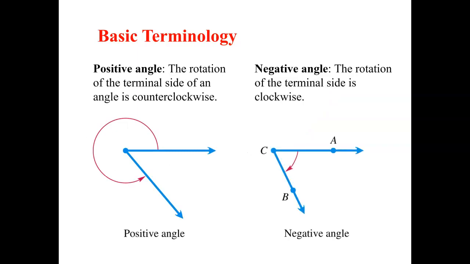We have a couple of different things with angles. We can have a positive rotation and we can have a negative rotation. A positive rotation is when we move counterclockwise from the initial side. So if I have the initial side here and I rotate counterclockwise with the terminal side, that gives me a positive rotation. If I move clockwise, then it gives me a negative rotation. Okay?